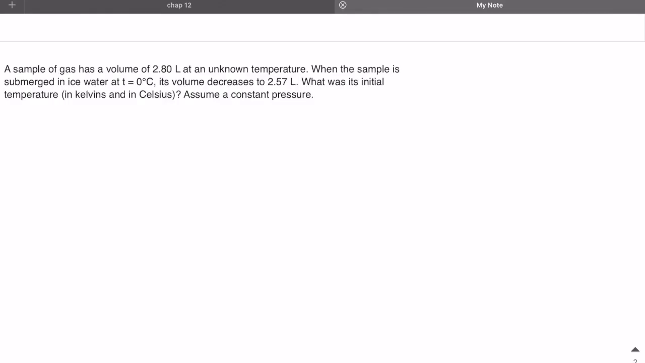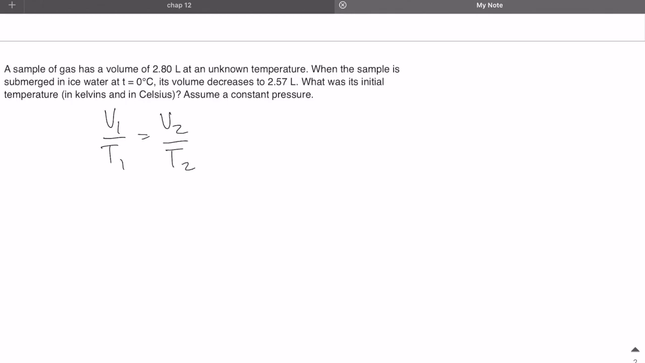So let's take a look at this Charles's law problem. It says a sample of gas has a volume of 2.8 liters at an unknown temperature, and when the sample is placed in ice water at temperature equals 0 Celsius, its volume decreases to 2.57. So the question is, what's the initial temperature? Okay, so we can start with the Charles's law relationship, which is V1 over T1 equals V2 over T2.